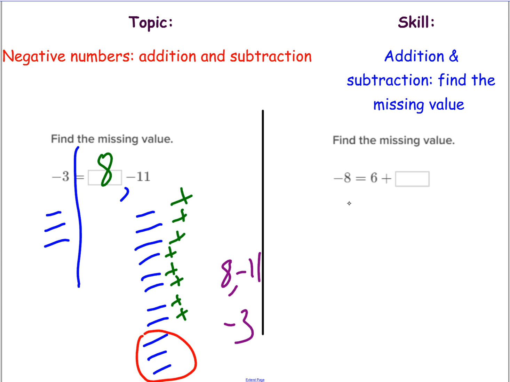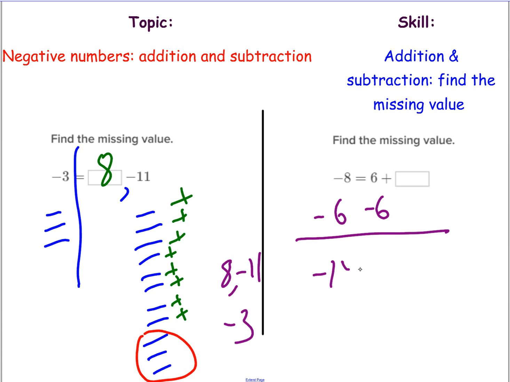So the last one, -8 equals 6 plus some number. I'm going to do this the equation way, too. So I don't want 6 here. I want to make that 0. So 6 and -6 is a 0 pair. On this side, add -6 to both sides, and you get -8.